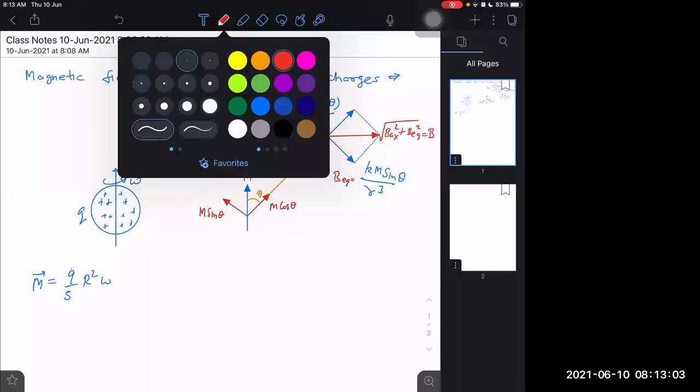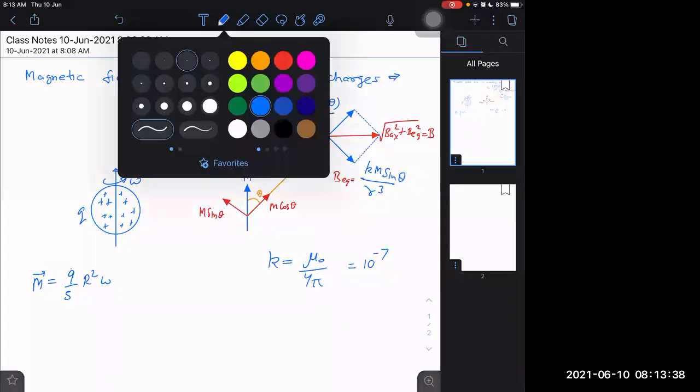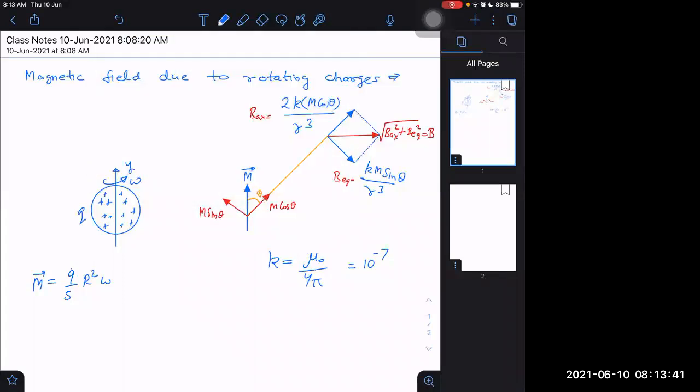One thing we should keep in mind is that this K is different from the last K. This K is not 1 by 4 pi epsilon naught. This K is mu naught upon 4 pi, and its value is 10 raised to power minus 7. It is not the Coulomb's constant, obviously. This is a different constant for this case. What is mu naught? Mu naught is called the magnetic permeability of free space. It's just a constant for you. Just remember it is just a constant.